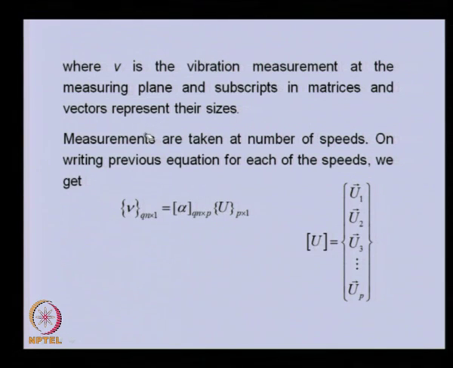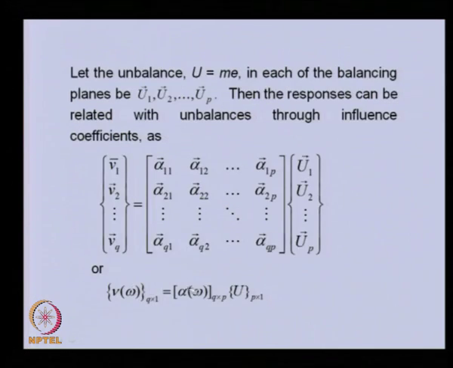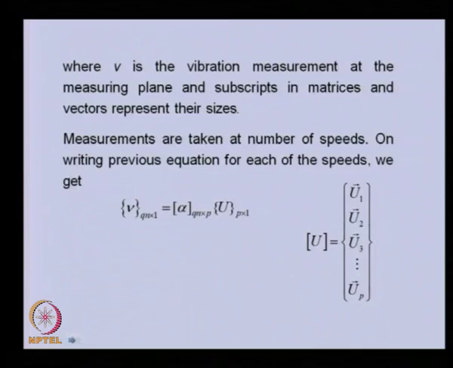So, now we can have the measurement at a number of speeds. We can vary the rotor speed from maybe omega 1 to omega n, in the range of speed in which we want to operate the rotor, and we can write the previous equation for that many speeds. So, we will have that many equations corresponding to these speeds. All those equations we can combine like this.